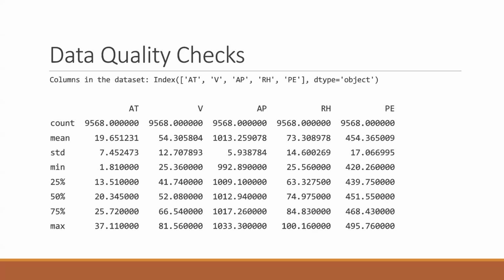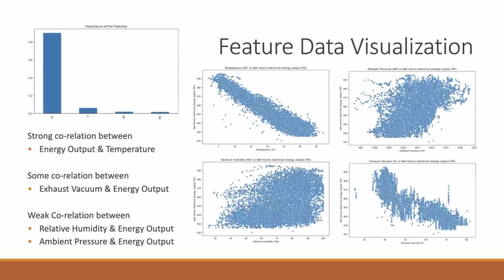So I did a quick check on the data quality that we have, and I have used Python, by the way, to do all of these activities. So in the data quality checks, I was able to find the count to be 9,568 for all of them. So there was no data leakage, I would say. So considering that, it's a good data set.